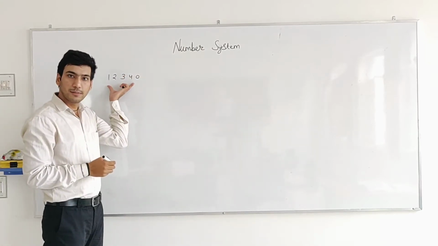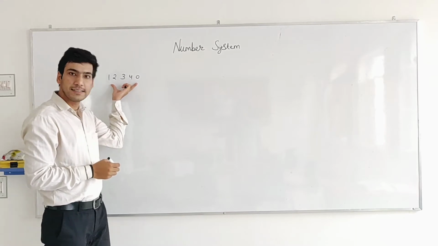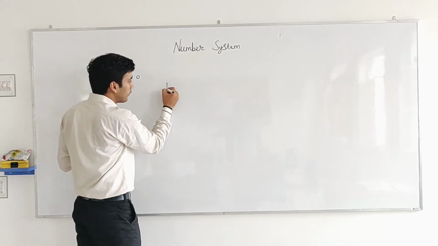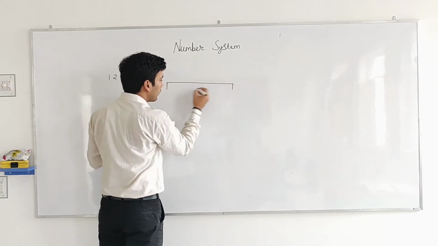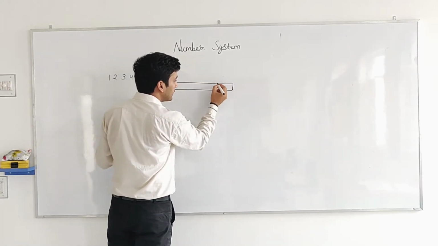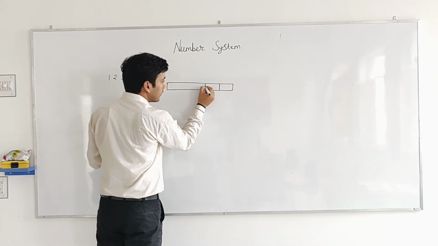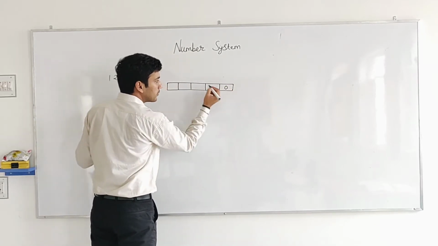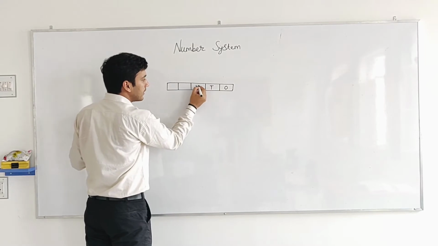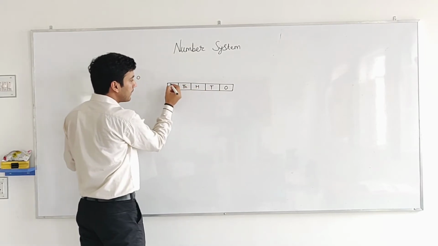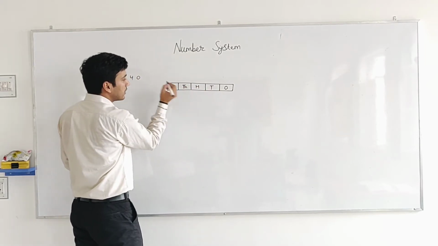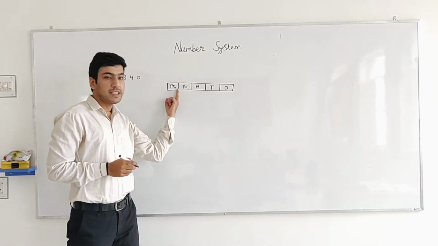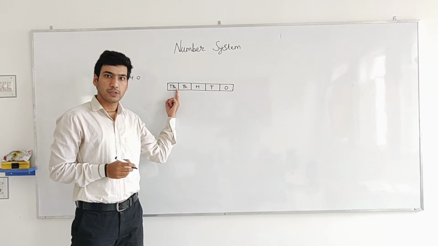this is a 5-digit number, and if I want to represent this number on a place value chart, how will I represent it? First of all, we have to draw a place value chart for 5 digits. Now there are 5 places: 1's place, 10's place, 100's place, 1000's place and 10,000's place. The 5th place from the right side is your 10,000's place.